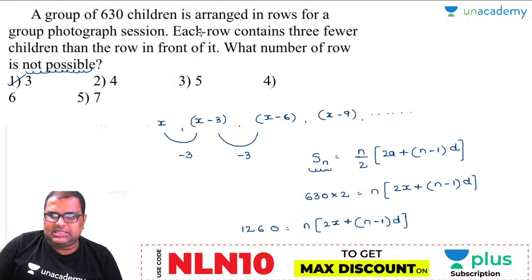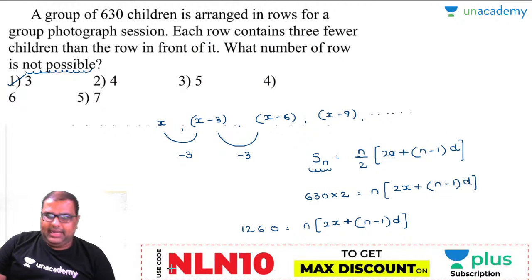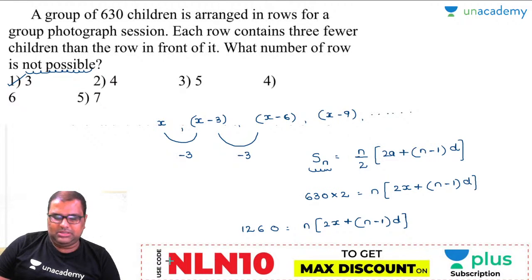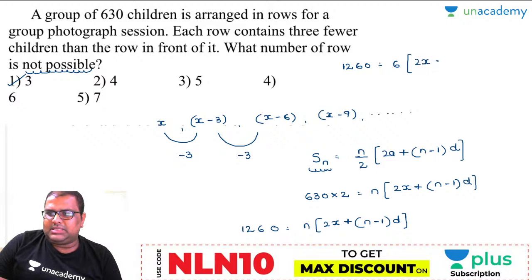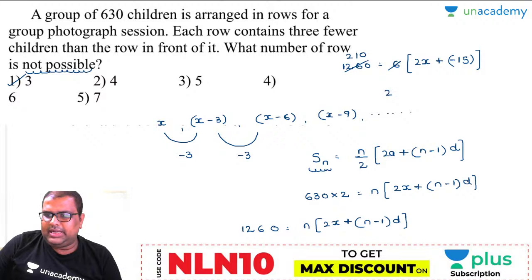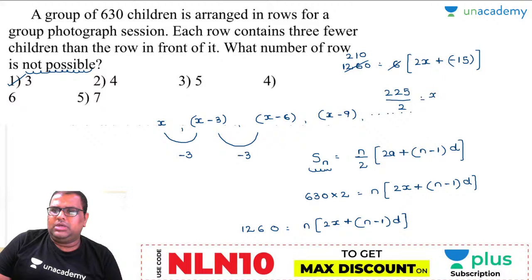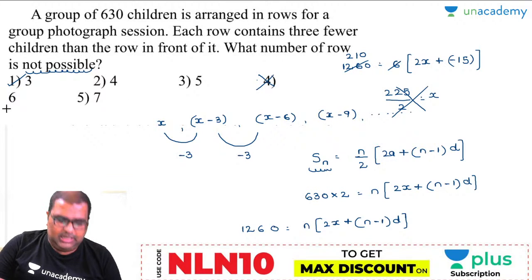Now let me know which answer is not possible there. Can anybody say in the comment section which answer is not possible? Now I can write it like this: your fourth option is not possible. 1260, your n value is 6, into 2x plus 6 minus 1 is 5, 5 threes are 15, minus 15 is the value there. Now 6 twos are 12, 6 ones are 6. Now this 15 comes to this side, which will become 225. 225 is not divisible by 2, so automatically 6 is not possible. So your fourth option is not possible, and this is your answer.